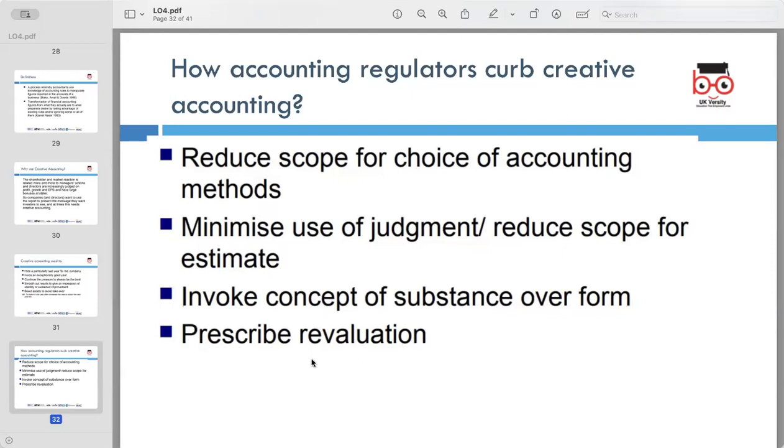The last one is prescribed revaluations. Regulators may prescribe specific guidelines for asset revaluations to ensure consistency and transparency in reporting the value of assets. By mandating revaluation practices, they aim to prevent manipulations related to asset valuations.